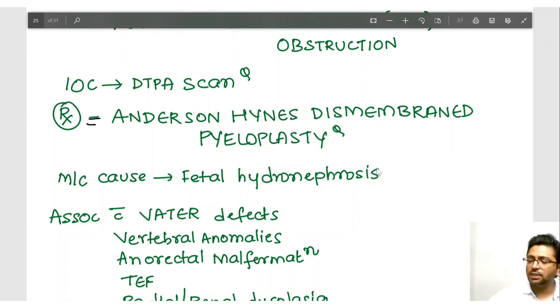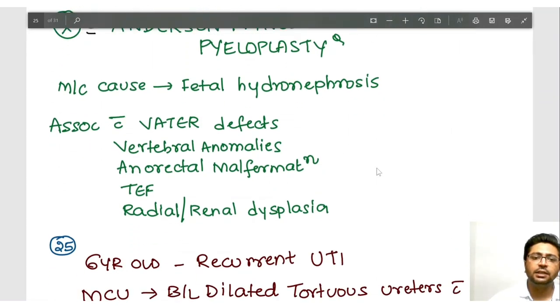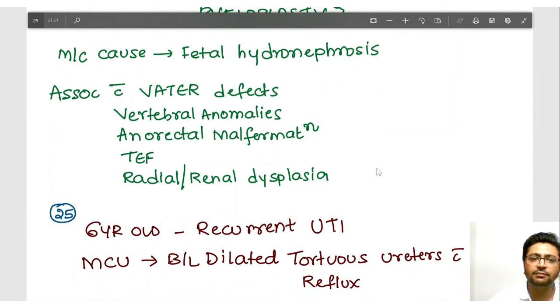The most common cause is fetal hydronephrosis. It is associated with VATER defects. VATER stands for vertebral anomalies, anorectal malformation, tracheoesophageal fistula and radial renal dysplasia.